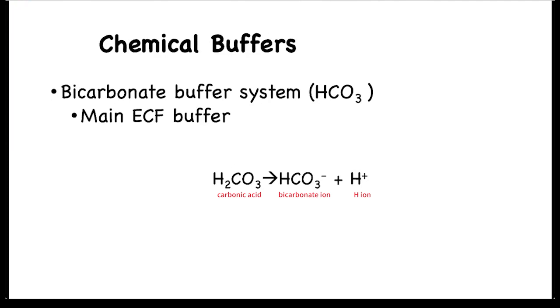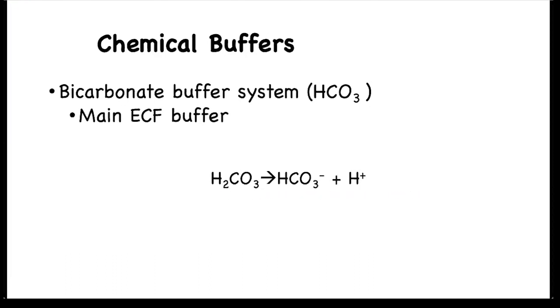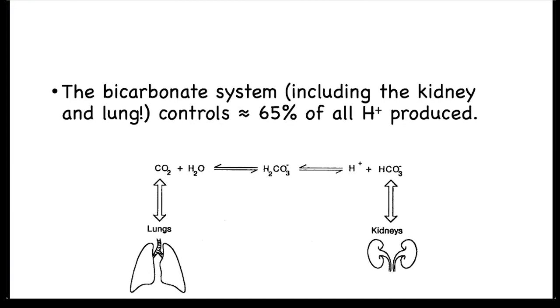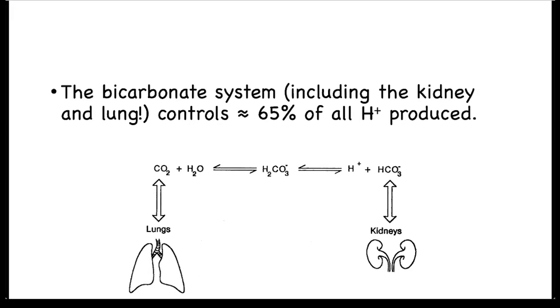If, however, the pH is too low or too acidic, the bicarbonate ion binds with the hydrogen ions, removing them from the solution and forcing the equation to go to the left, producing carbonic acid. Your buffer here is the weak acid carbonic acid and the weak base bicarbonate ions. The bicarbonate system controls about 65% of all of the hydrogen produced.